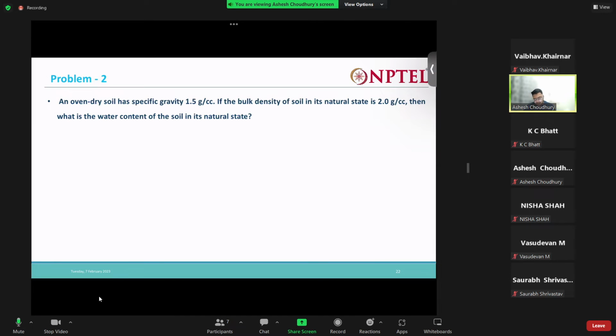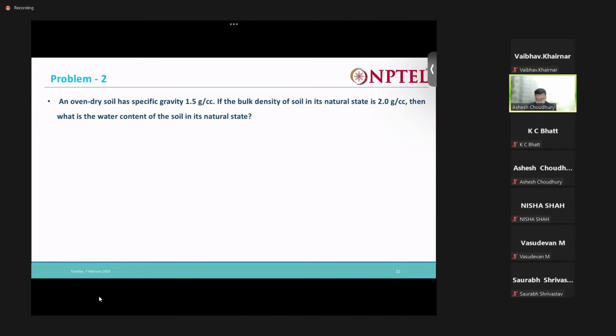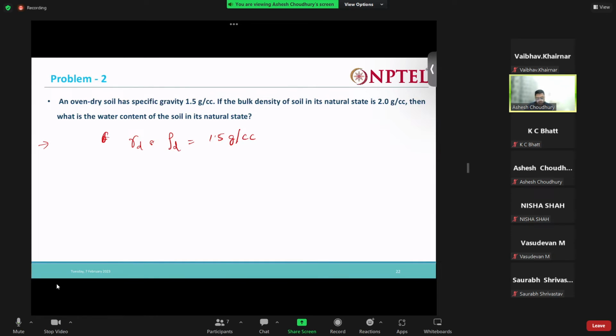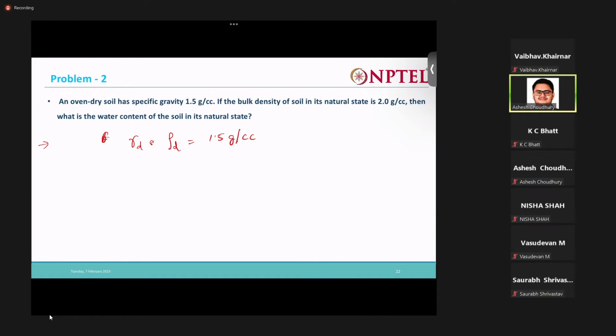Let us look into the next question. We have an oven-dried soil that has a density of 1.5 gram per cc. Oven-dried soil means there is no water, there is just soil, so your dry unit weight is 1.5 gram per cc. If the bulk density of the soil in its natural state is 2 gram per cc, then what is the water content of the soil in its natural state? We need to find the water content of the soil in the natural state.